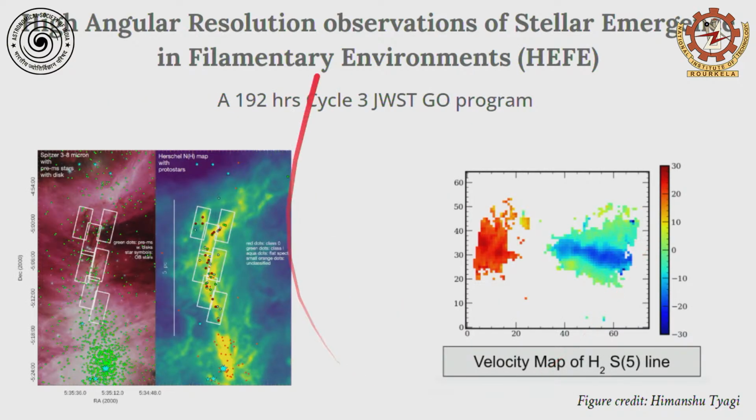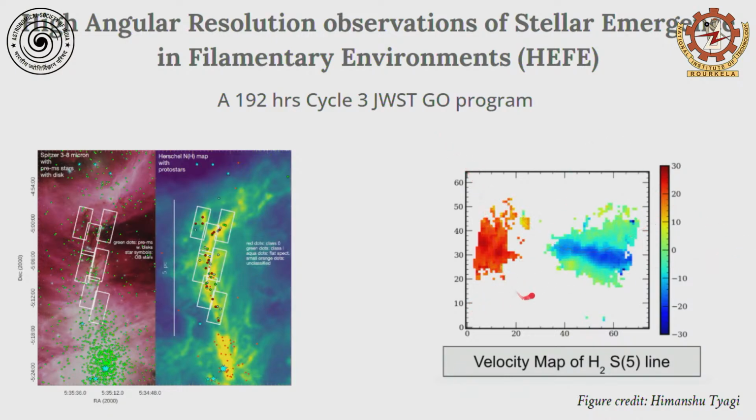Just to advertise the latest program, this is a 192 hours program. We are obtaining NIRCam images of the Orion integral shaped filament, this entire filament, and also the spectral images in NIRSpec and MIRI of 13 protostars. So we already got a first set of data. This is HOPS 88. So we are already in for a surprise.